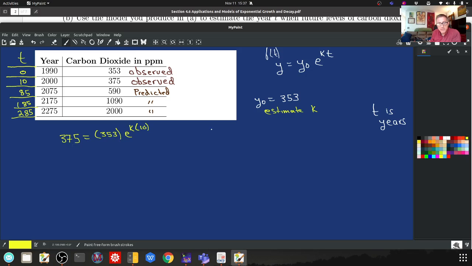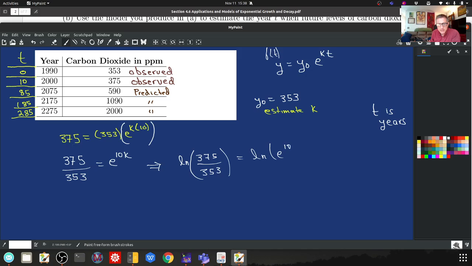So this is 375 times some quantity. And I can put this entire quantity in parentheses if you would like. So what I'm going to do is divide both sides by 353. And that's equal to e to the 10k. So the natural thing to do here is to take the logarithm of both sides. The natural log. Why the natural log? Because this is e. That always tells you to use the natural log. So let's take the natural log of the fraction on the left-hand side, 375 over 353. And I'm going to take the natural log here of e to the 10 times k.